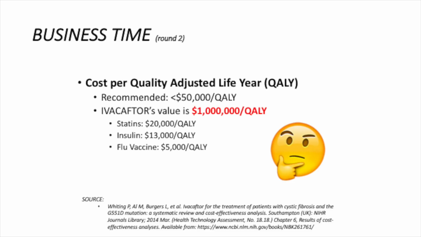Just for reference, other commonly used medications and their cost-effectiveness values are statins at $20,000, insulin at $13,000, and the flu vaccine at $5,000 per QALY.